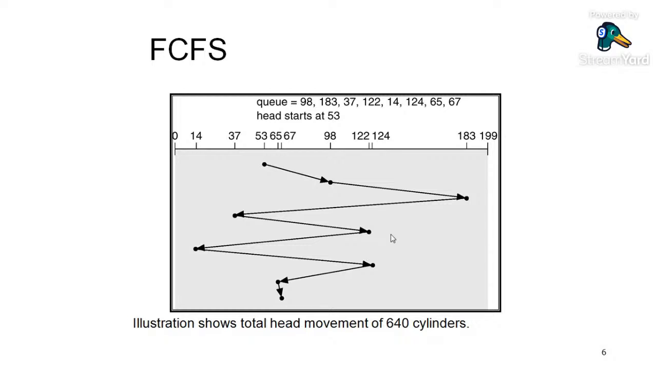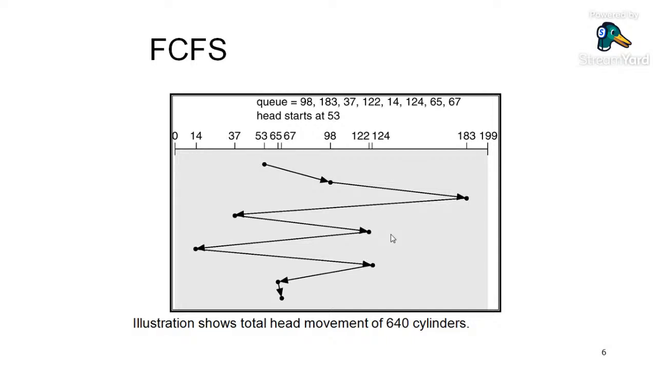So the queue is 98, then 183, 37, 122, 14, 124, 65, 67. And what is the current head position? It is 53. So the total size of this disc is 0 to 199. This is the total number of cylinders.